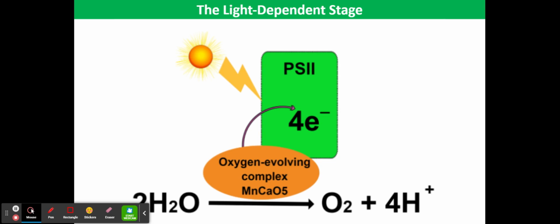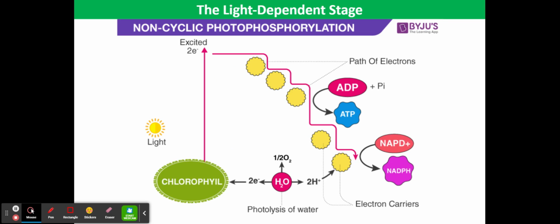We're now going to look at photophosphorylation. Photophosphorylation is the generation of ATP from ADP and an inorganic phosphate in the presence of light. There are two types of photophosphorylation. Non-cyclic phosphorylation, which involves photosystems 1 and 2. It produces ATP, oxygen, and reduced NADP.